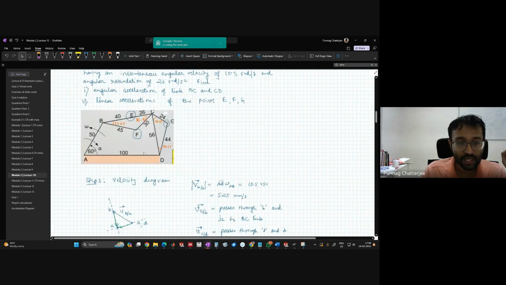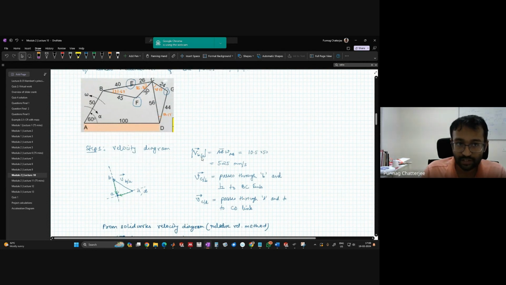Okay. So the easiest thing for us to do is to find the velocity of B with respect to A, because omega of AB is already given in the question as 10.5 radians per second. And we also know the length of the link AB. So that gives us a value of 525 millimeters per second.